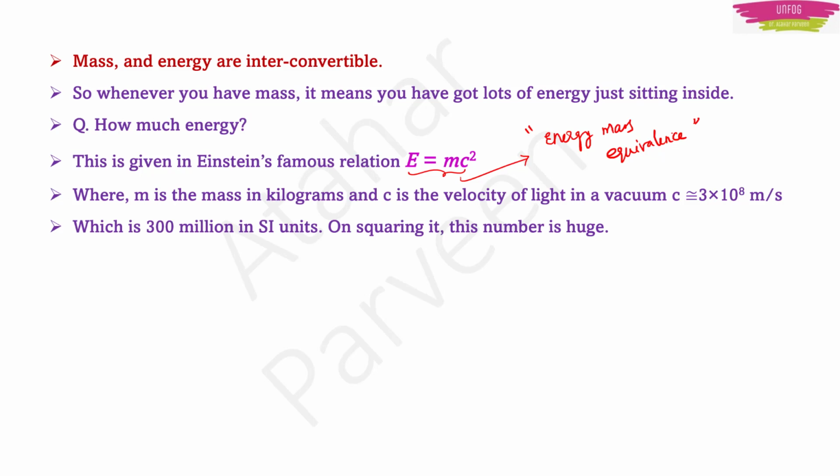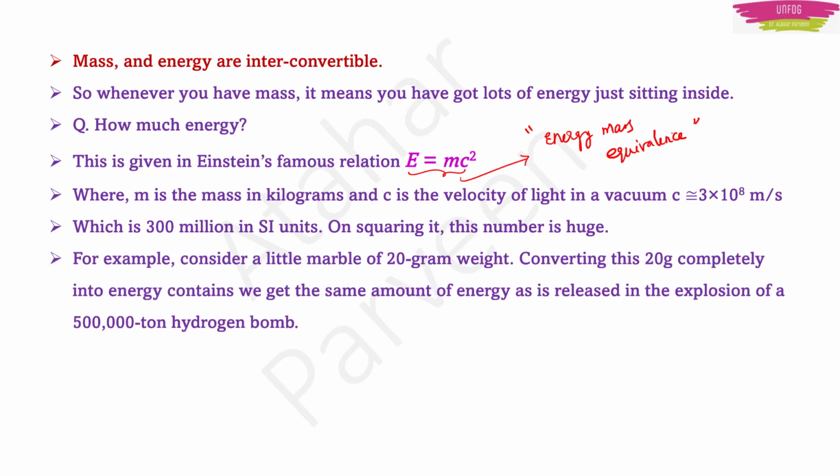Now let us analyze this with one small example. Let's take one small marble. It is having just a 20 gram weight. When you convert this 20 gram completely into energy, then you can get the same amount of energy as is released in the explosion of a 500,000 ton hydrogen bomb. Because so small a mass means so much high energy will be there, right? That is what we saw in E is equal to mc square. We told that E upon m is equal to c square. So c square is a very huge value. If mass is very small, energy should be very high. Enormous amount of energy should be released.